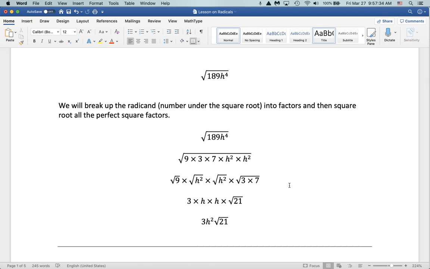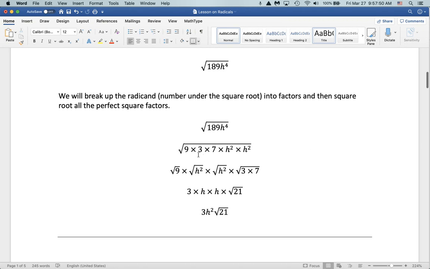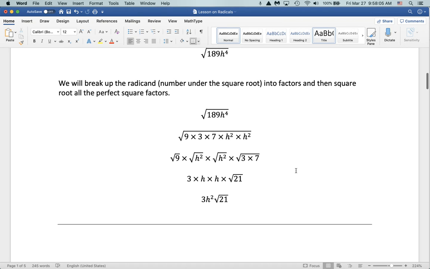The next thing I want to talk about is reducing a single radical that might have perfect square factors hidden in the radicand. What I mean by the radicand is the number that's underneath the square root symbol. We can take the 189 and we can factor it. So 189 is factors of 9 times 3 times 7. If you multiply those three numbers together, you'll get 189. Likewise, I can factor the h to the fourth into two h squareds. An h squared times an h squared is the same as h to the fourth.